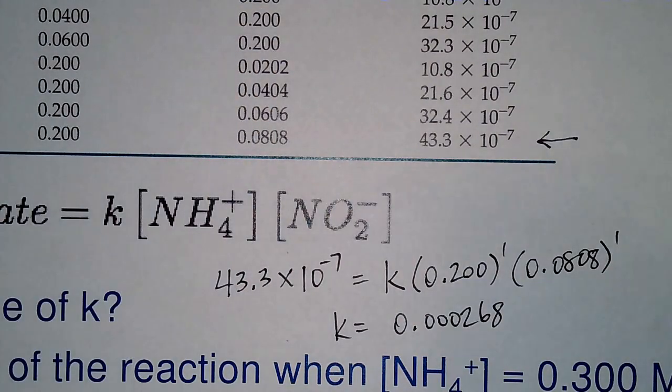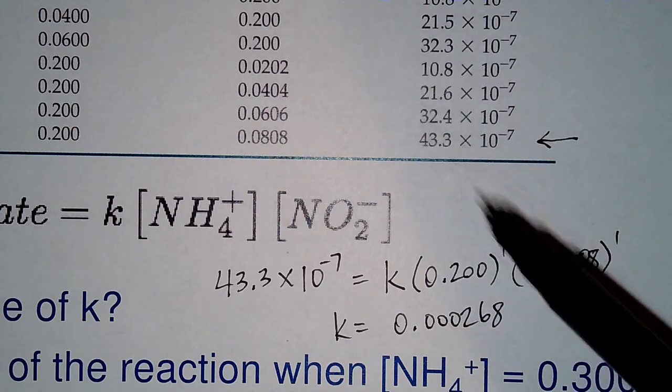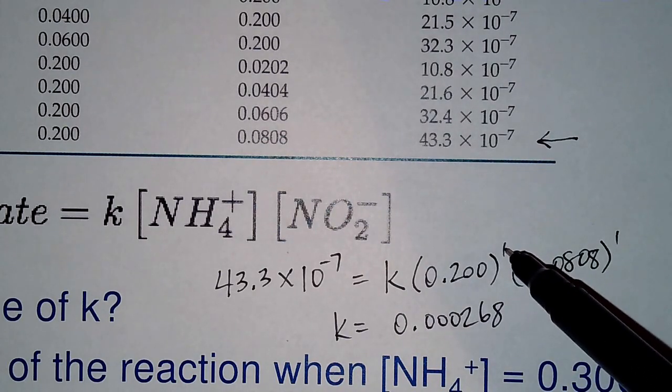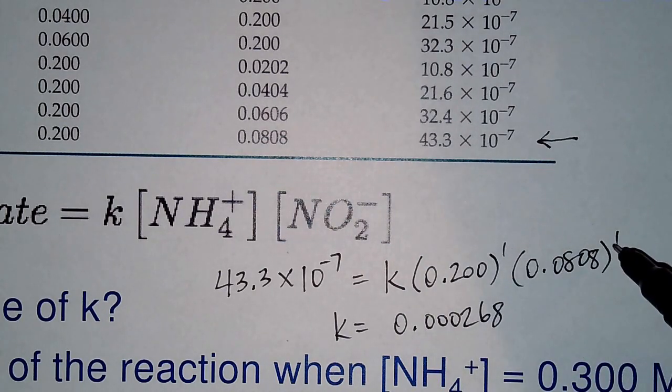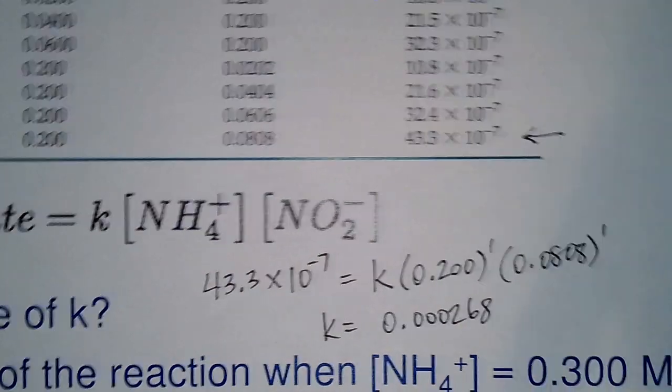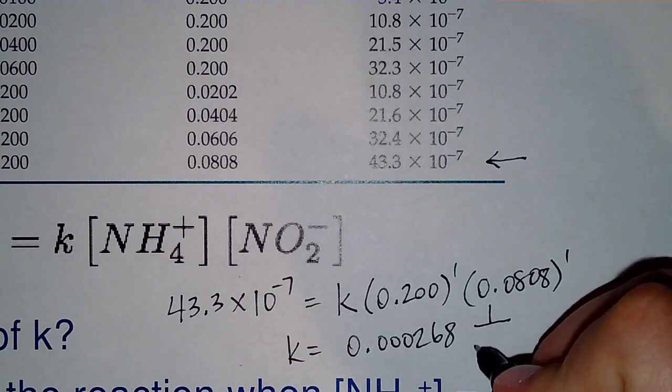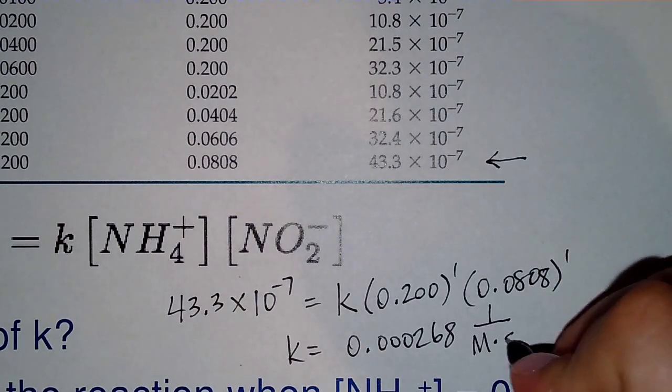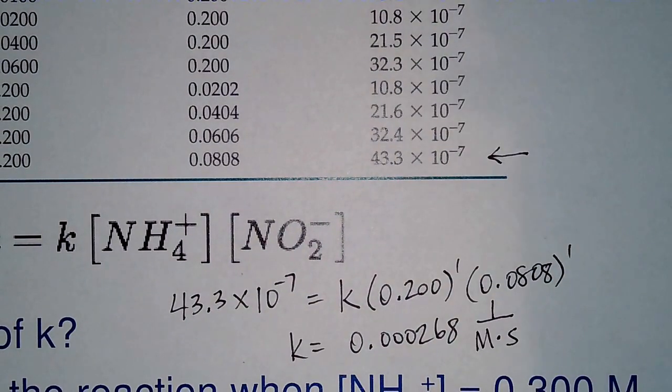And what are the units of K? So we look at our reaction order. We have first order for each of our reactants, so overall the reaction order is 2. So our units of K are going to be 1 over moles per liter times seconds. And look back at your chart for units of K to make sure you understand this.